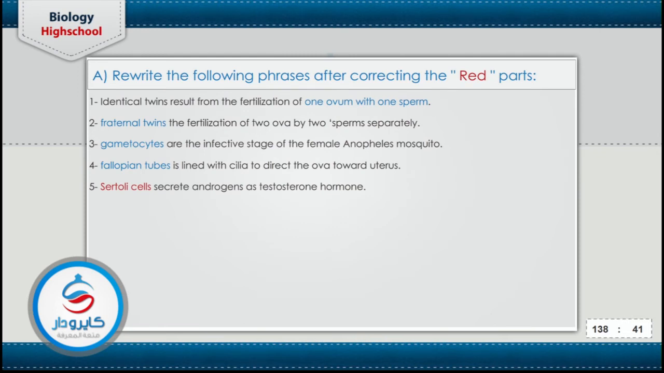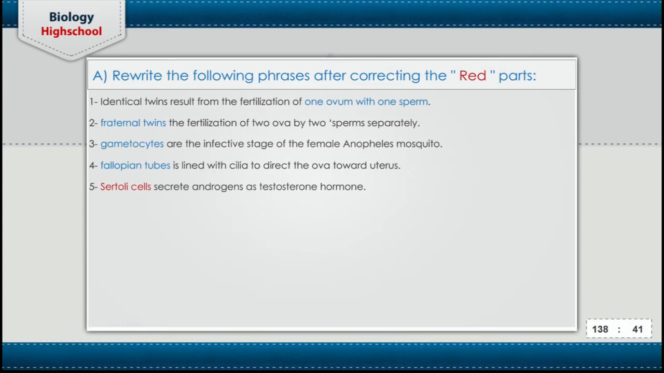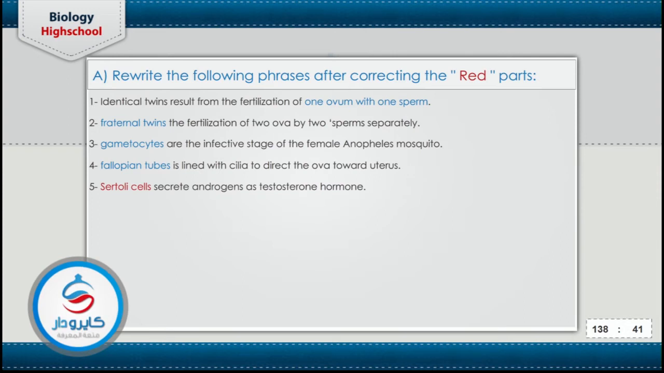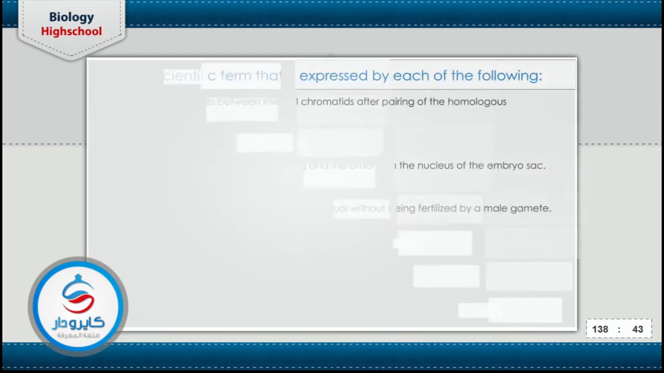Sertoli cells. Sertoli cells secrete the androgens such as the testosterone hormone. We understand that the male hormones, the androgens, which act as testosterone and androsterone hormones, are secreted from the interstitial cells, and they are responsible for the appearance of the male secondary sexual characters. The next question.